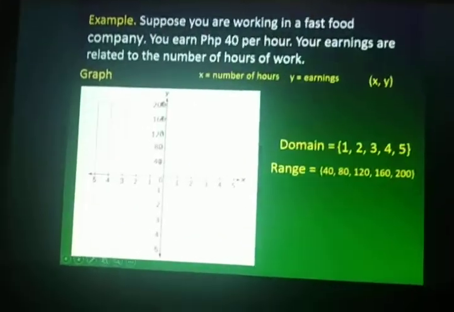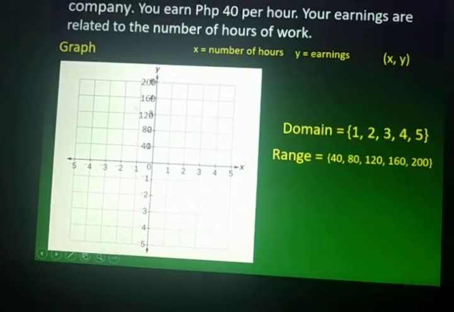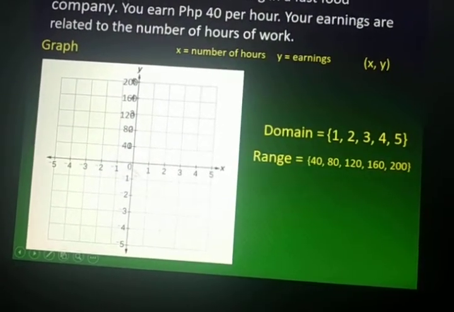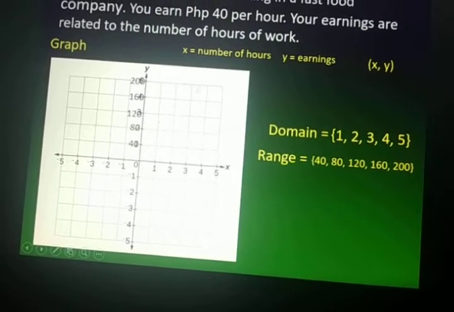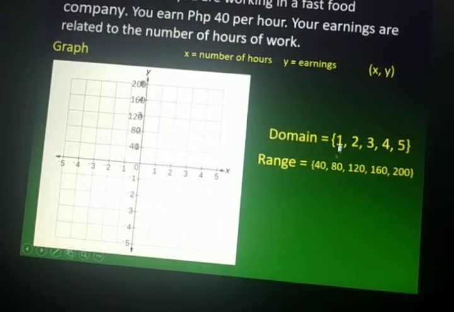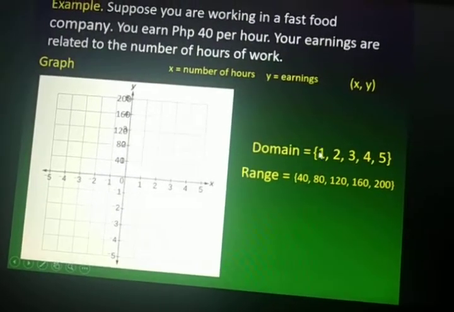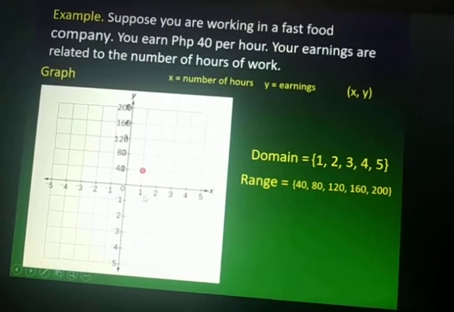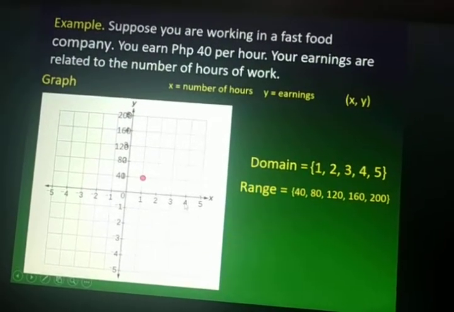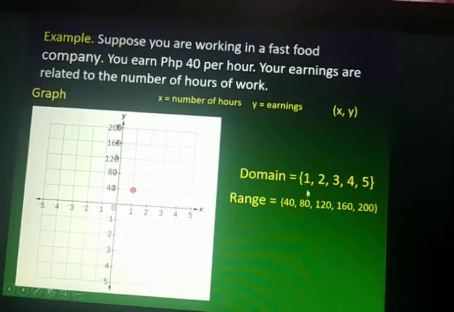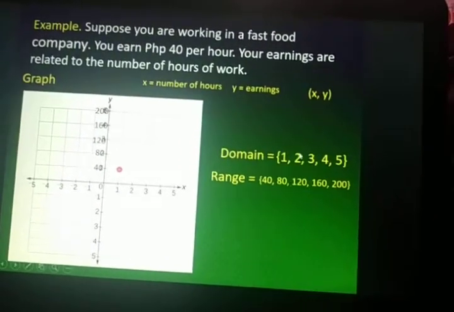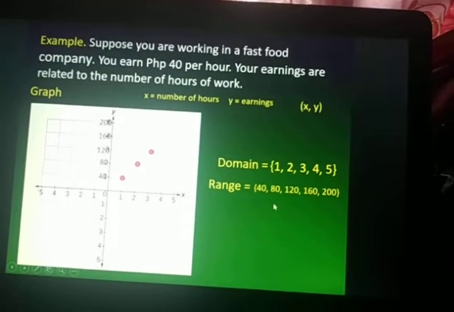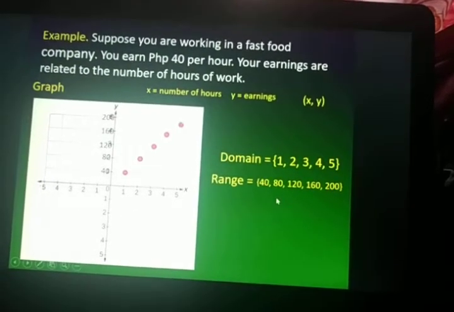I'm sorry, I changed these y values because I cannot find a better rectangular coordinate system. Okay, so first let's have 1 and 40. They are paired, right? Domain to range. First domain, first range. 1, 40. So there's your point. Let me just show you what kind of graph we are going to produce if we graph the domain and the range given. Okay, 2 and 80. There. 3 and 120. 4 and 160. And then 5 and 200.